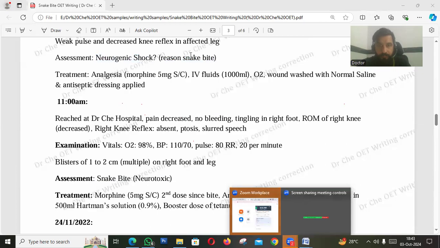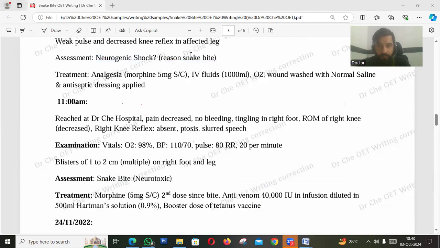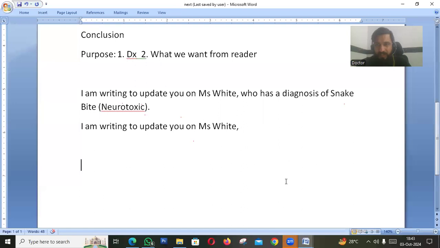Okay. Can you say with suspected neurogenic shock? There is no need to mention neurogenic shock. Just leave it. Just mention snake bite or neurotoxic snake bite. Okay. All right.